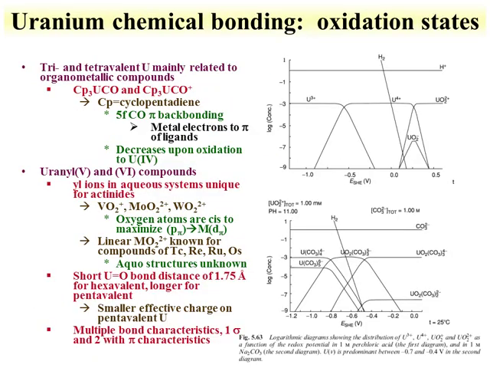Looking into more detail on the oxidation states of uranium, we see that the trivalent and tetravalent uranium species are mainly related to synthetic organometallic compounds, non-aqueous solutions. And here's an example of an Eh diagram where the potential and the concentration of species are shown.